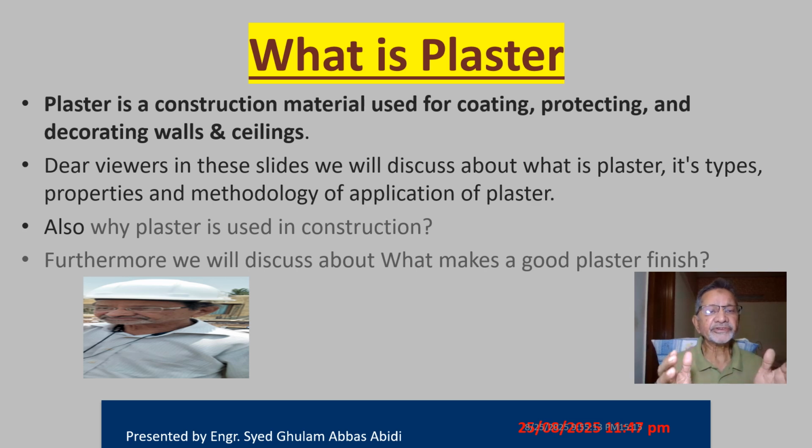Plaster is the process of covering rough and uneven surfaces of the walls and ceilings, interior and exterior, of the buildings. This is done by using a plastic mix of cement, sand, and water. All these three contents are mixed, and then plaster mortar is prepared.